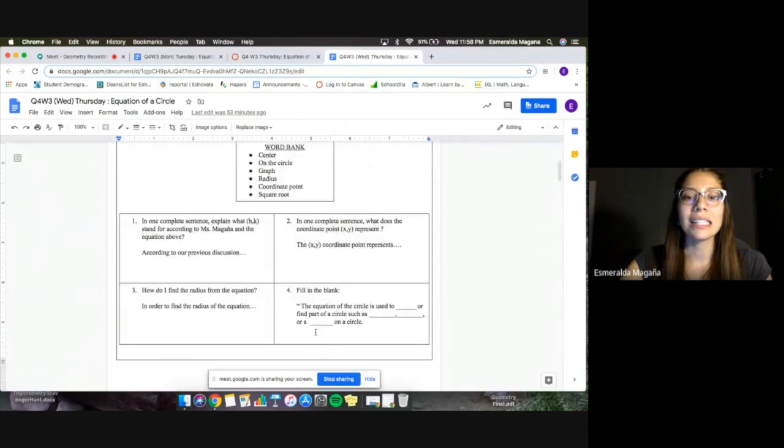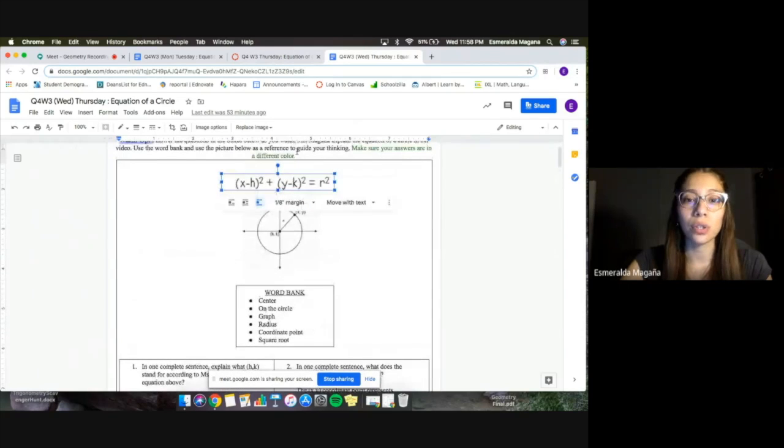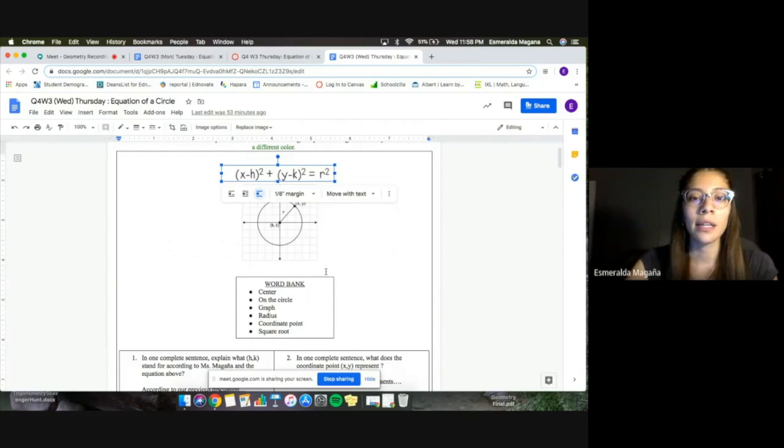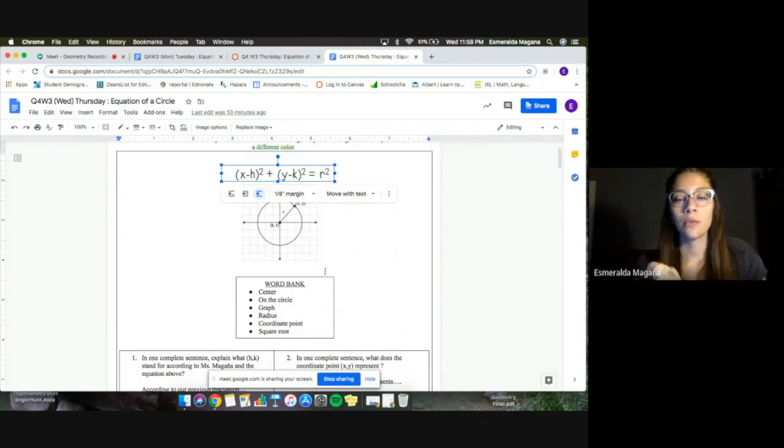And then lastly, again, we use this equation of a circle to graph our circle. Within that circle, we can find our center, we can find our radius, and we can also find a coordinate point on the circle. I hope this helps a little bit more in actually knowing what the equation of a circle means, what that looks like, and what we can take away from that.